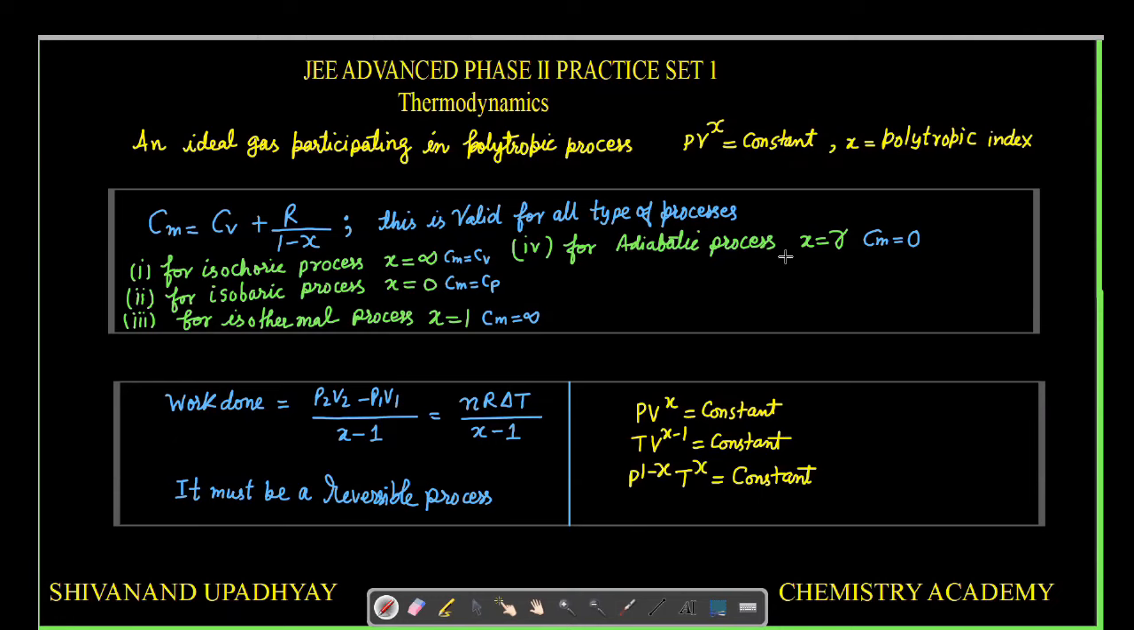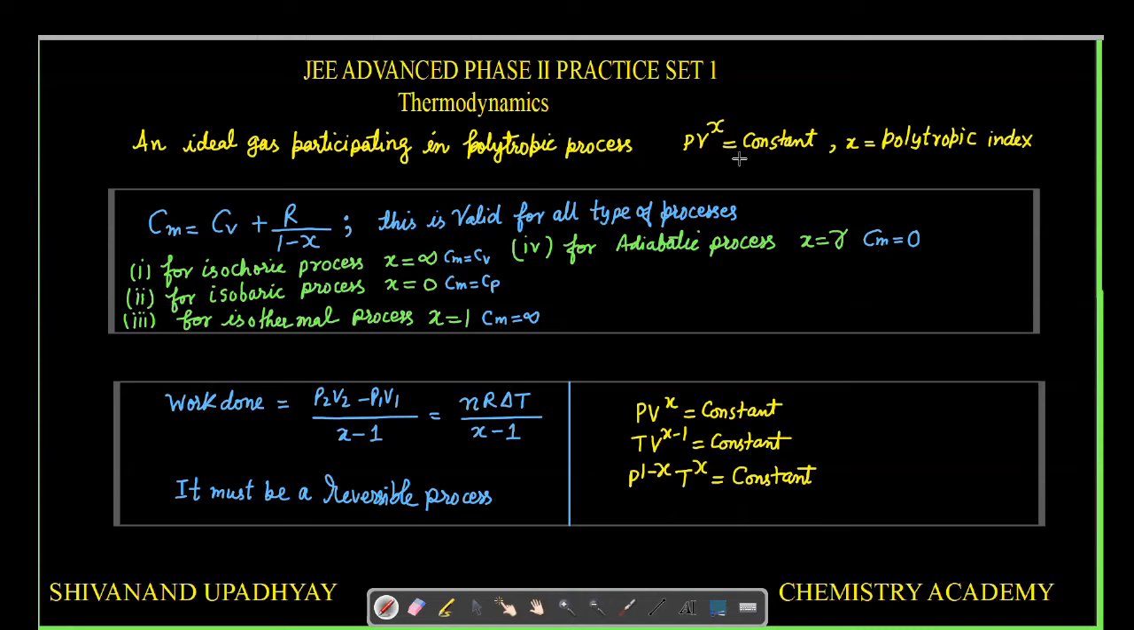For the adiabatic process, X is equal to gamma. So if I put gamma here, this is converted into minus Cv. So Cv and minus Cv is equal to 0. So Cm for an adiabatic process is equal to 0.